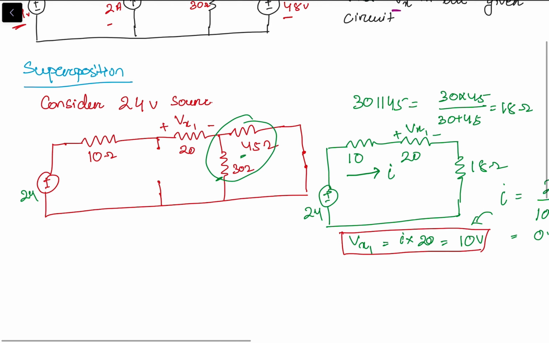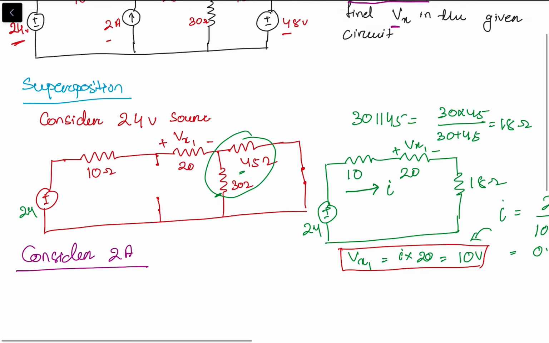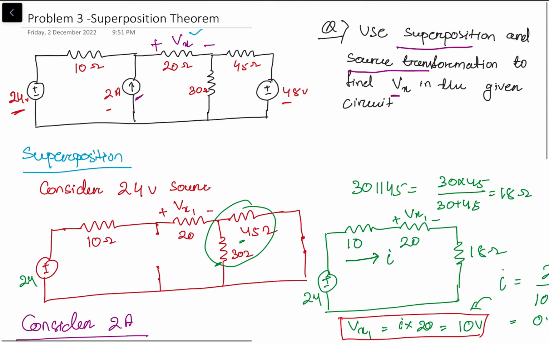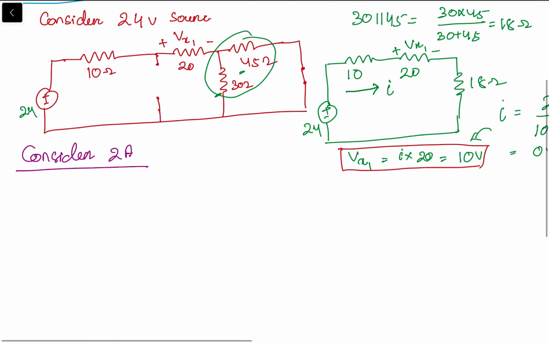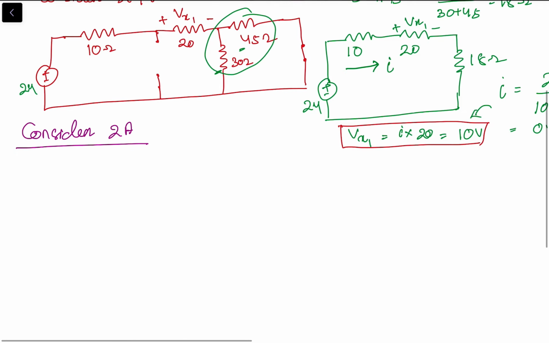In the next part, what you have to do is consider the 2 ampere source. If I consider the 2 ampere source, I have to redraw the circuit again with the superposition theorem. Here the 24 volt and 48 volt sources will be short circuited because they are voltage sources. So, redrawing the circuit, this will be short circuited, this will be short circuited, and all other resistances will remain as they are.